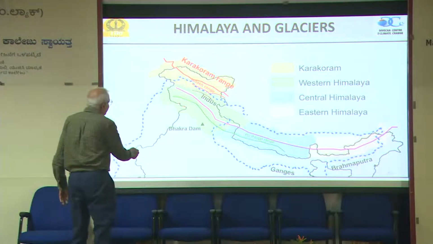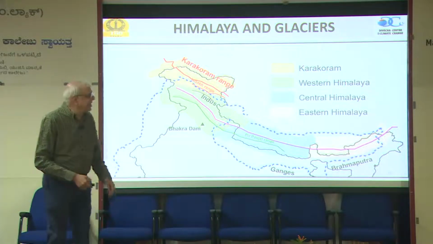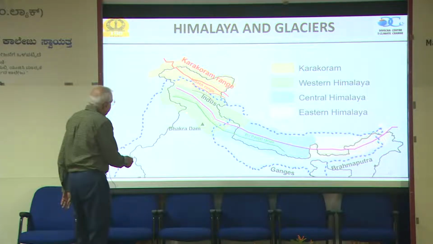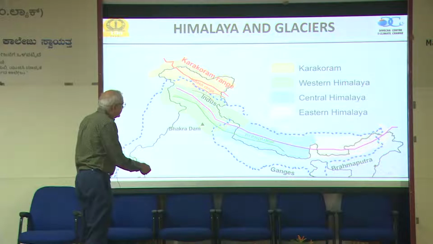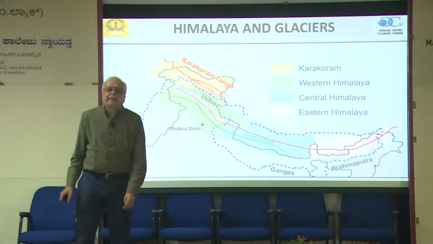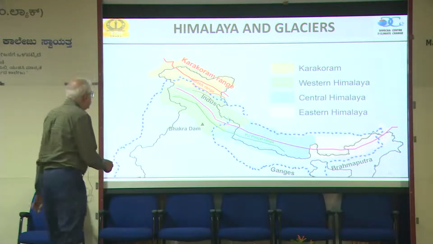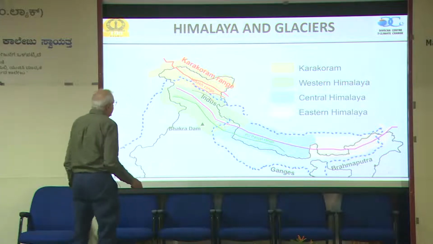First mountain range, which will be like this, and the Bhakra Dam is on that mountain range. And then you can see, it is not plotted here, but that is one mountain range, and there are no glaciers along that. That is known as the Shivalik mountain range, and there are no glaciers along the Shivalik mountain range.